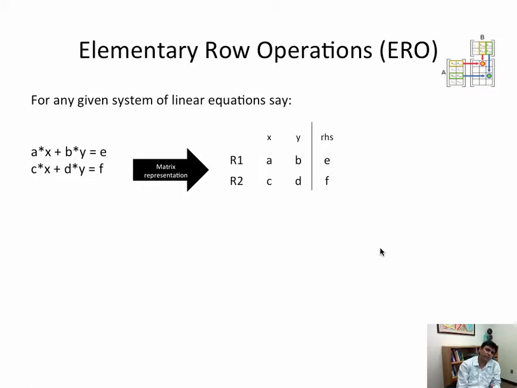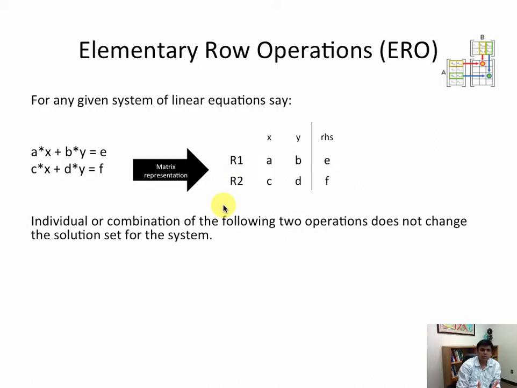So what we can do is represent these linear equations as a matrix. We have row 1 and row 2, and the coefficients of x and y are a and b, and in row 2 they are c and d. The right hand side constants are e and f. So we can represent this as a matrix: a, b, e, c, d, f, and just for our reference we can put the titles x, y, RHS and r1, r2 as the rows.